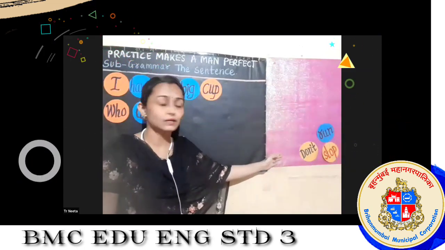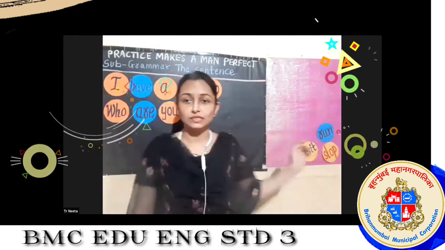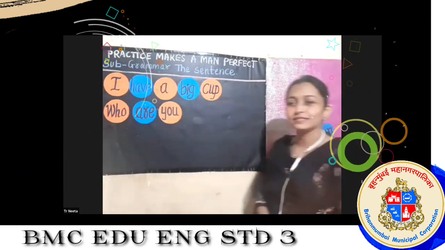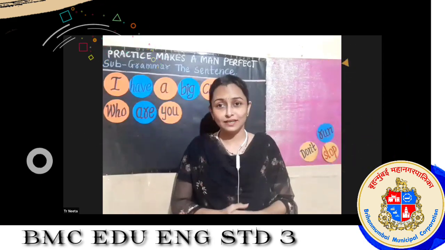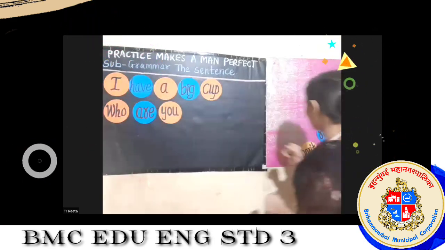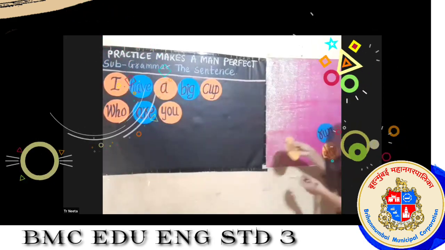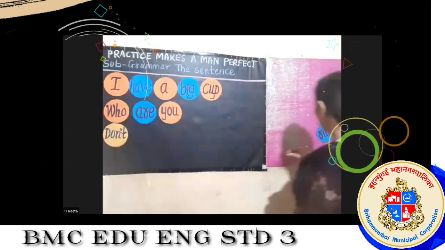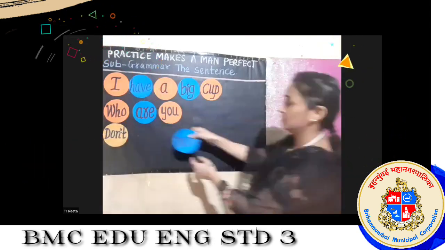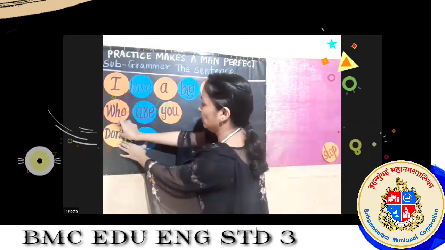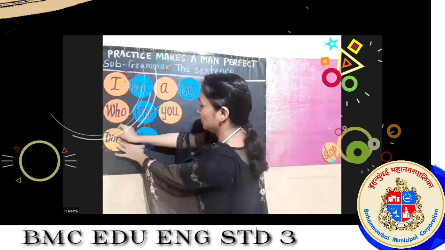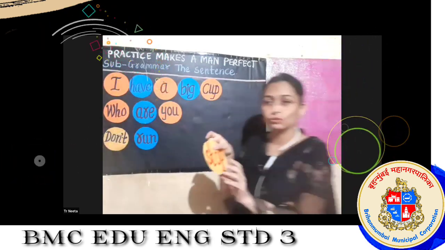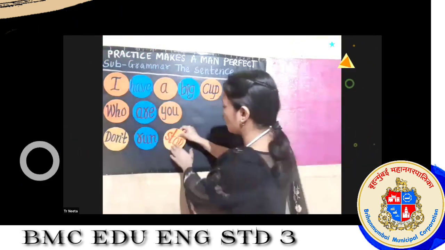Now, again, we can make one more sentence because there are still a few words. Okay, now we'll try to make one more sentence. Now, what can we make? Don't run, stop. Right, correct. When you run, your parents say, no, don't run, stop. Okay, so we'll make this sentence now. Don't run. Okay, stop. Don't run, stop.